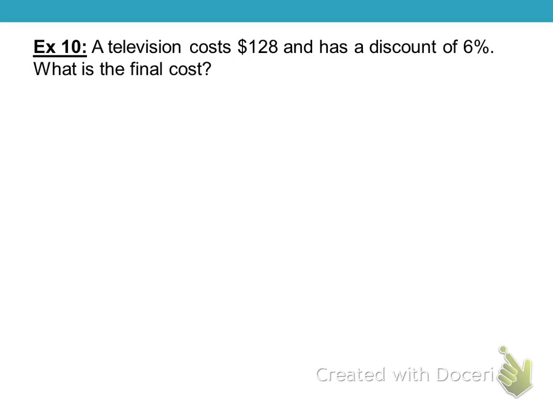All right, this is, I believe, our final example of Chapter 7. Woo! All right, a television costs $128 and has a discount of 6%. What is the final cost?